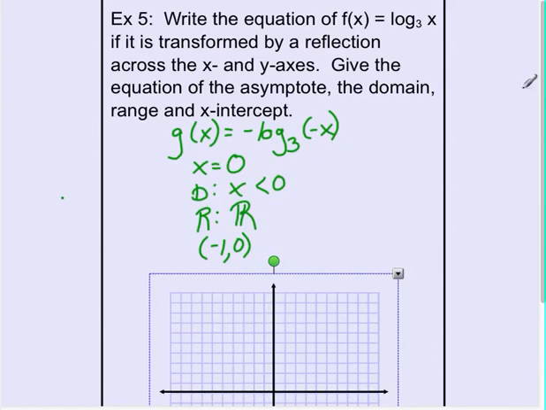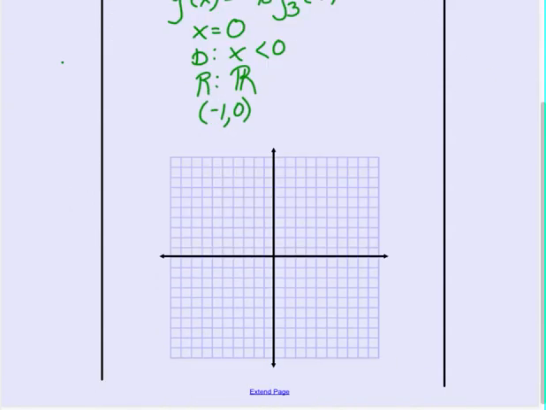All right, so give me half a second. I want to make sure that graph isn't highlighted so I can draw on it. We've got our new x-intercept. Our asymptote didn't change. And it's going to be upside down.